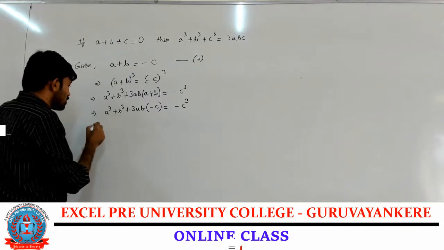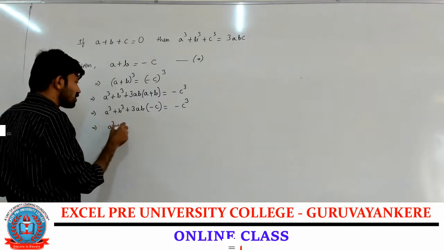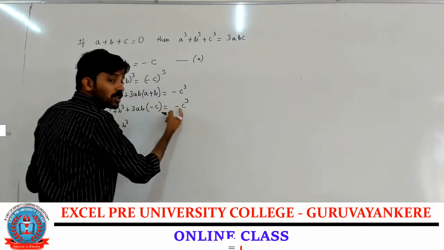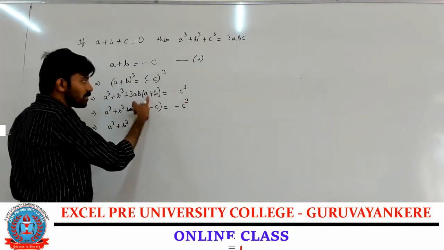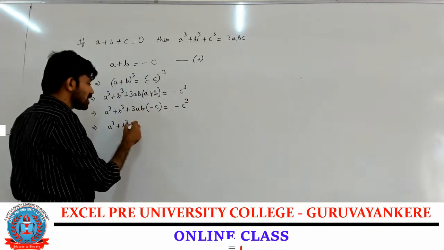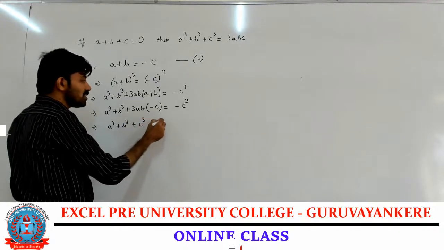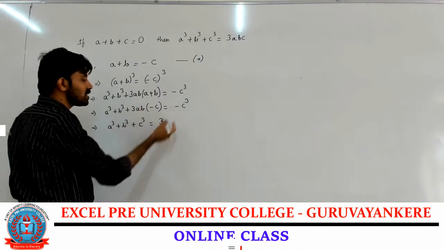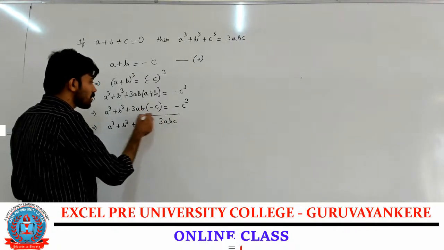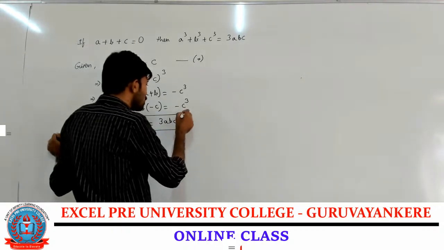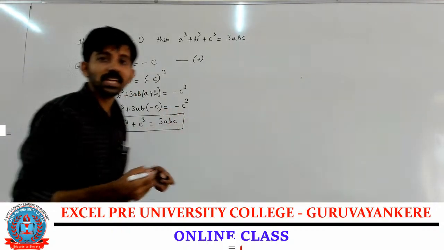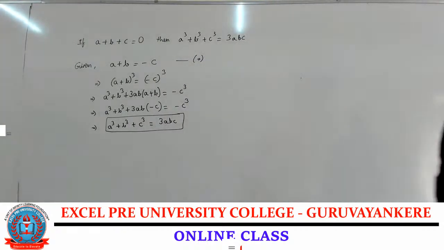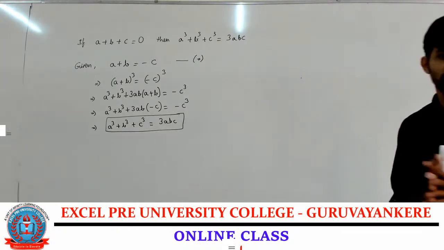Or I get from this a cube plus b cube, minus c cube, bring it to this side. Here I use a plus b equal to minus c, bring minus c cube to the left hand side, becomes plus c cube is equal to, this is plus into minus, minus 3abc, take it to RHS, becomes 3abc. So what I get is a cube plus b cube plus c cube equal to 3abc. Learn the proof, very important.